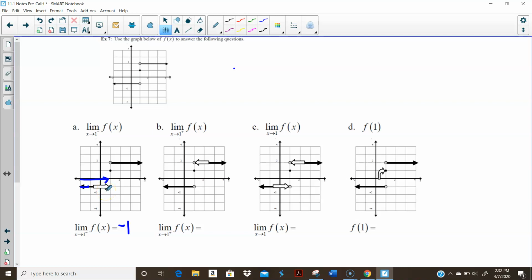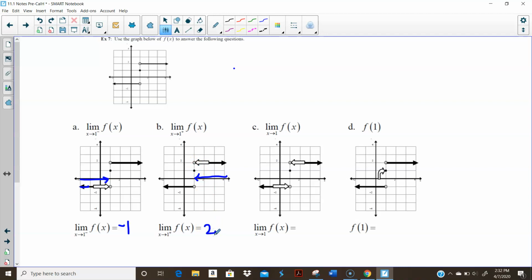Let's look at B. The limit as x approaches 1 from the right. See, the little plus means from the right-hand side. So now x is approaching 1 from the right side or the upper bound side. So as x is getting closer and closer to 1, f of x is approaching, that's right, 2.